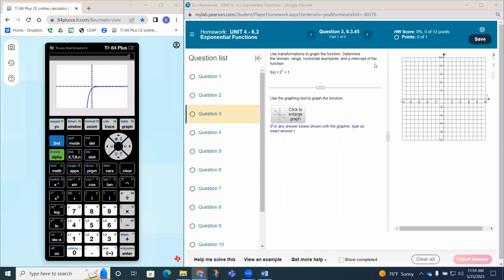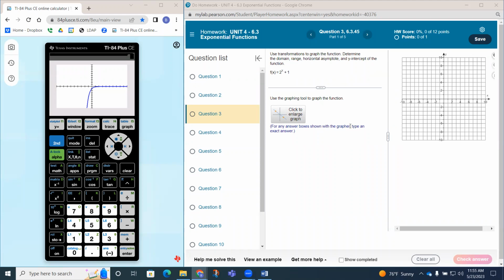So this is question 3. Use transformations to graph the function, and determine the domain, range, and horizontal asymptote of the graph. So the function is going to be f of x equals 2^x + 1. Notice the parent function is 2^x.